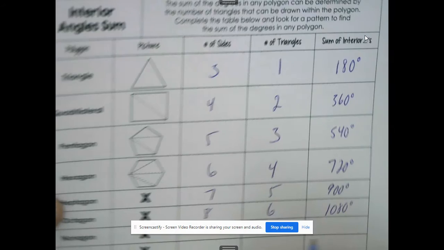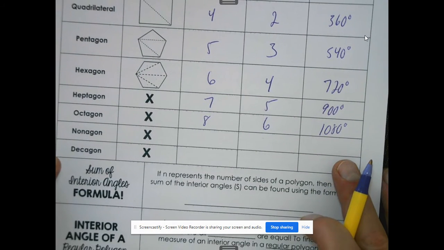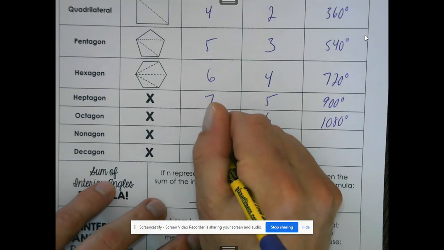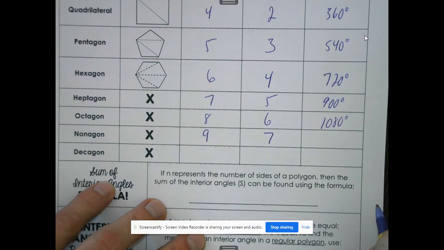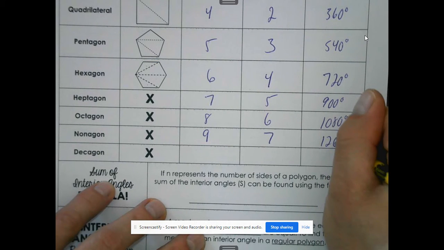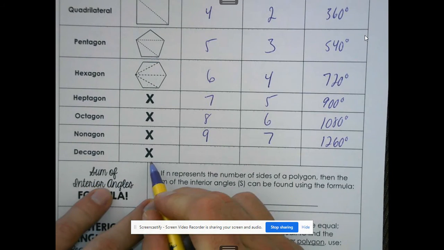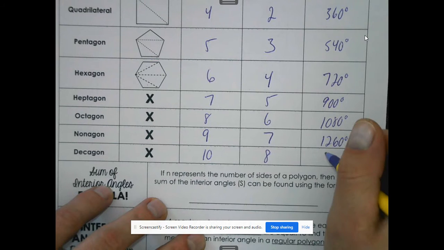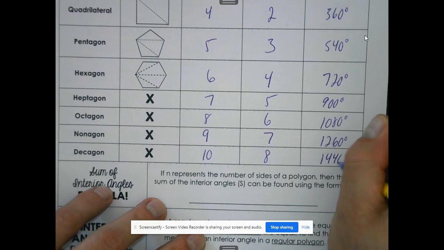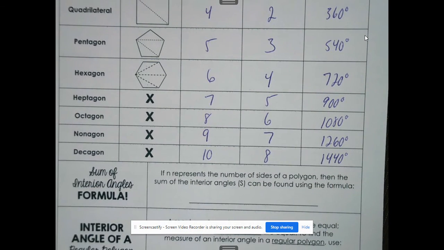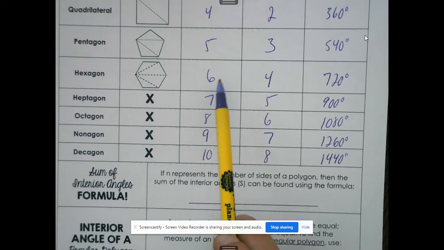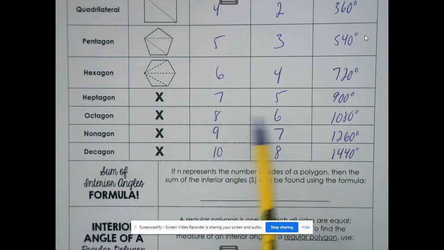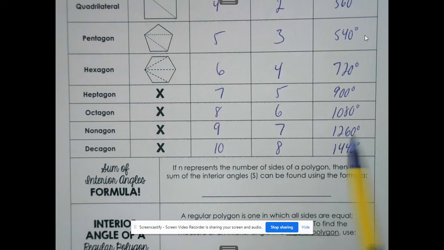A nonagon has nine sides. You can draw seven triangles in there. 7 times 180 is 1260. Decagon has 10 sides. You can draw eight triangles out of a decagon, and 8 times 180 is 1440. All right, so you should have seen a pattern here. What's going on from here to here? And then what are we doing from here to here?